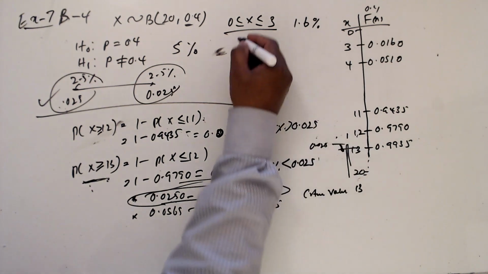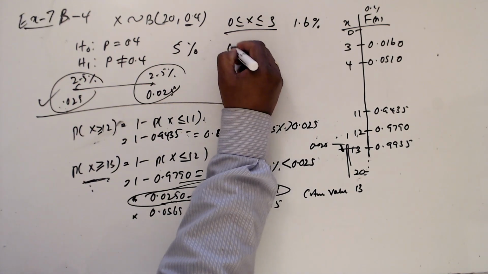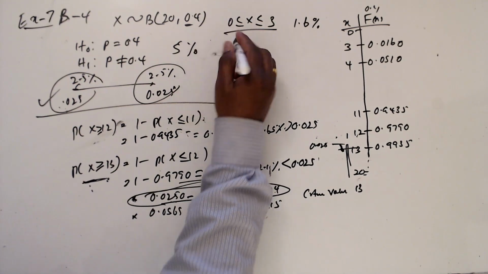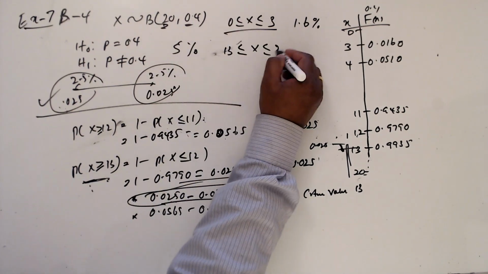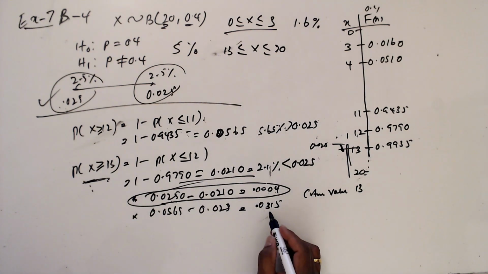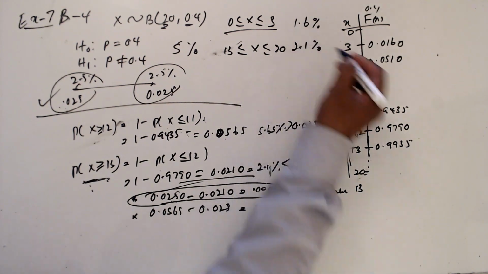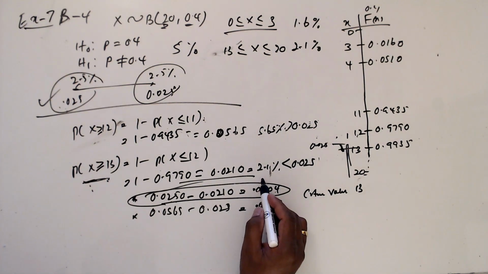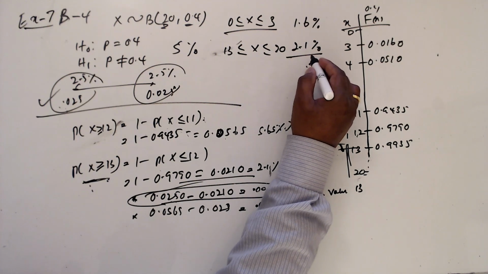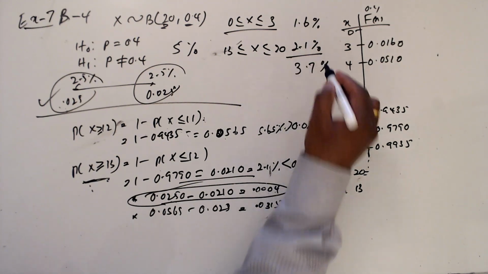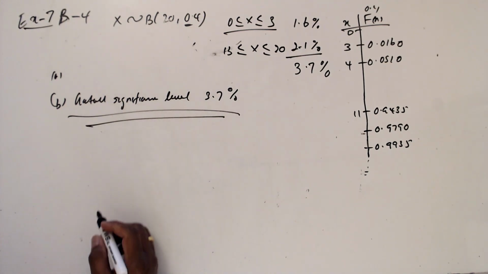and the critical region is going to be 13 ≤ x ≤ 20, and the actual percentage is 2.10 on that side. Then the total actual is 3.7, and the actual significance level is 3.7.